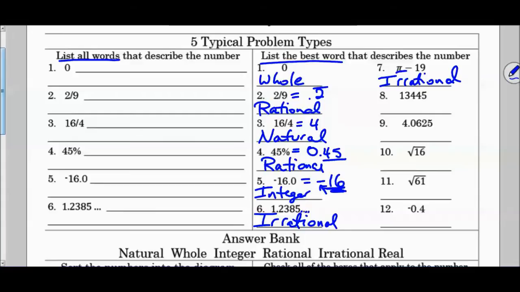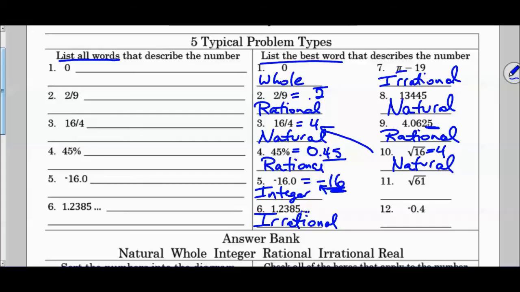All right, 13,445. That is a big number, but it's still just a counting number. We would eventually count to it. That's a natural one. Next one, 4.0625. That is a decimal that stops. That's rational. The square root of 16 is really just the number 4. We talked about that already. That's a natural number. It's one of the counting ones. Natural numbers are the ones that you can count on your hand.